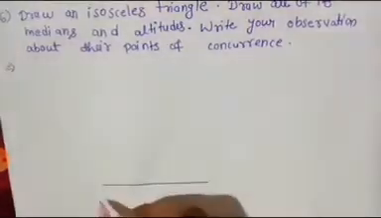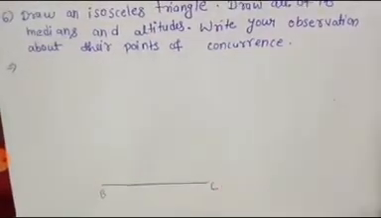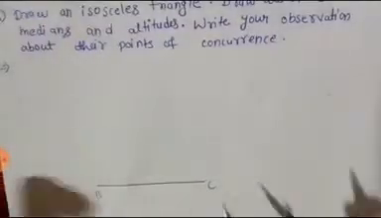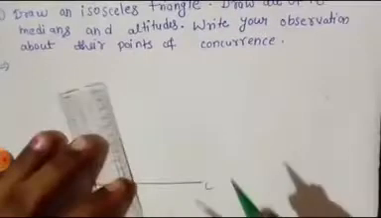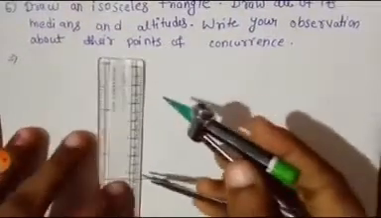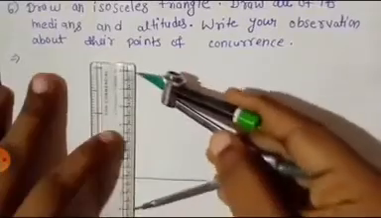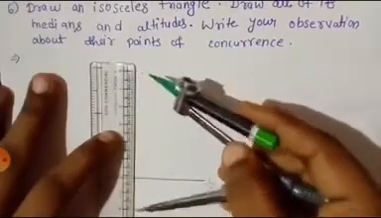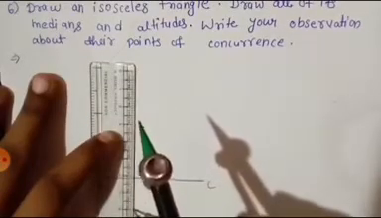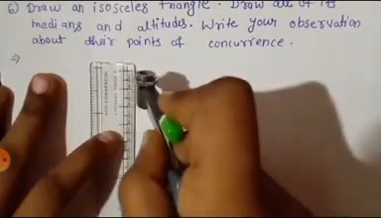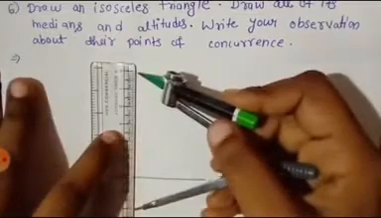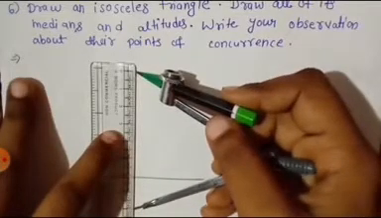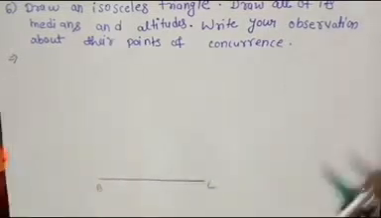Draw an isosceles triangle. No name is there, so I will give a name. BC is the base of the triangle. Now that means two sides are equal, so for the other sides I will take 8 centimeter. Take a measurement of 8 centimeter in your compass, and take 8 centimeter properly. This is the method to take 8 centimeter.